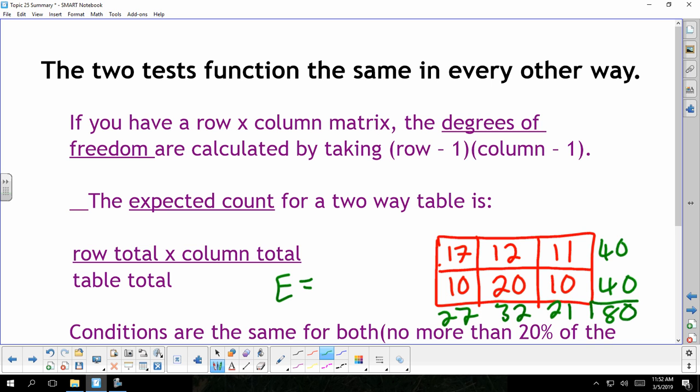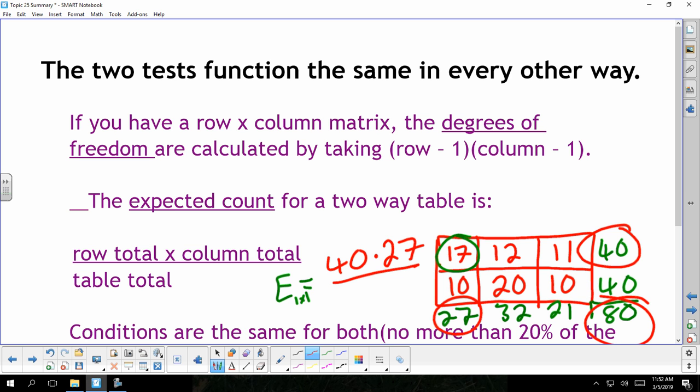So E is going to be the row total. Let's say E 1,1, the expected count for this particular value in the table. We're going to take the row total right here, 40, times the column total right here, divided by the table total, that 80 right there. Each cell within our matrix is going to have its own expected count. Remember what we're doing with all the chi-squared?